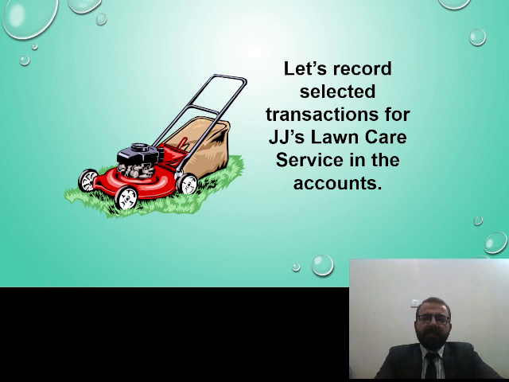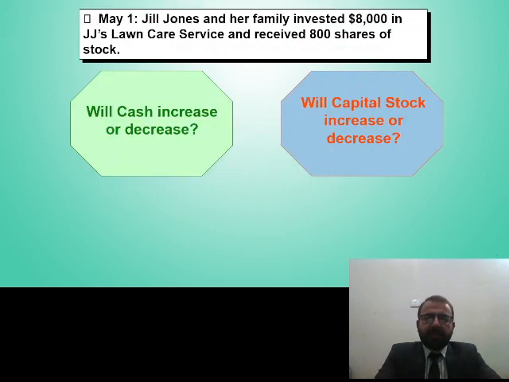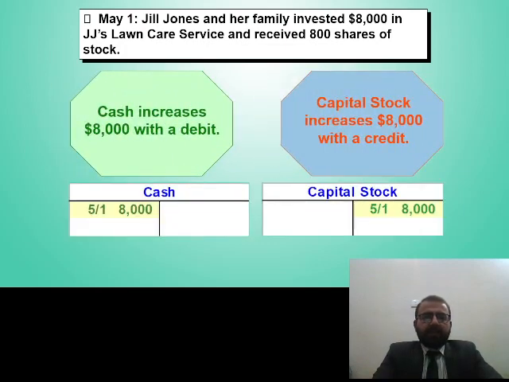Let's record selected transactions for JJ's Lawn Care Service in the accounts. On May 1, Jill Jones and her family invested $8,000 in JJ's Lawn Care Service and received 800 shares of stock. Will cash increase or decrease? Will capital stock increase or decrease? So cash increases by 8,000 and will be debited, while capital stock increases by 8,000 and will be credited.